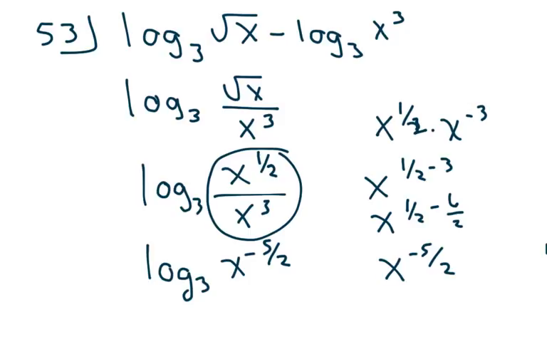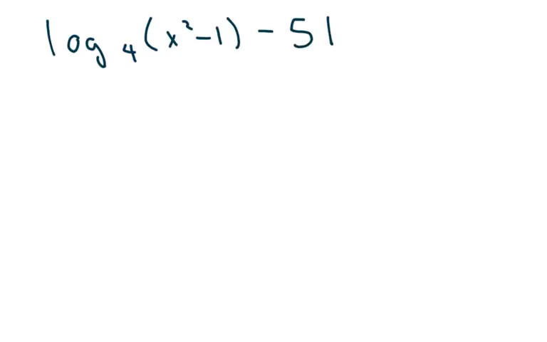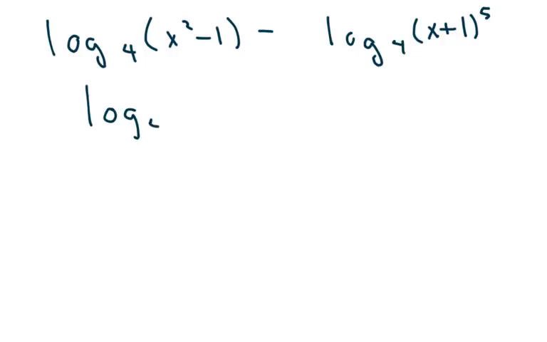Okay? Now 55 is log base 4 of x squared minus 1 minus 5 times log base 4 of x plus 1. So the first thing I want to do is my power property. And to save space, I'm just going to erase the 5 here and put the 5 here. Now I'm going to use my quotient property. This is x squared minus 1 over x plus 1 to the 5th.